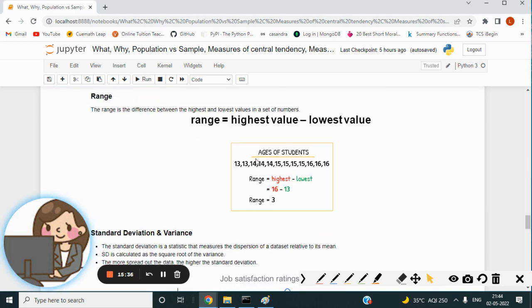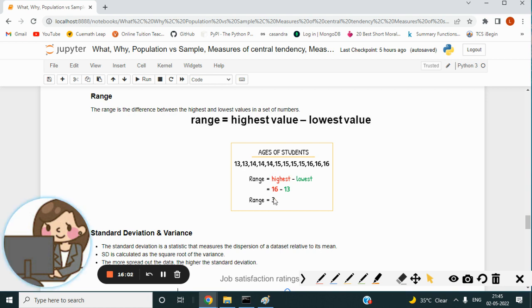Here we have some ages of students mentioned. If you see, the highest value is 16 and the lowest value is 30. It is not necessary that we arrange it in ascending order. You just have to find the highest value and the lowest value, that will do. So the range is 3. The range within which all the values of the students are lying is just 3.